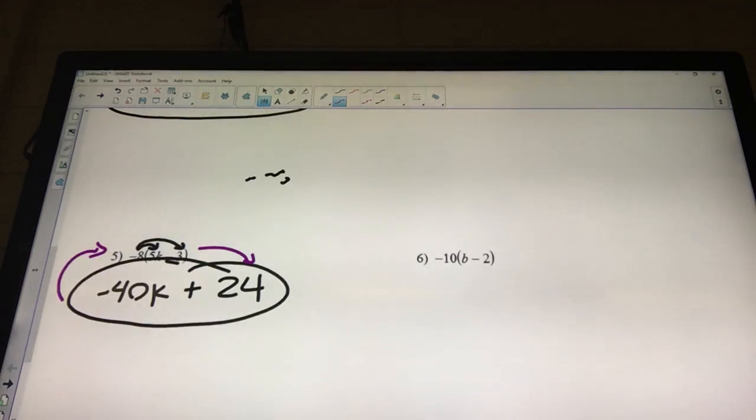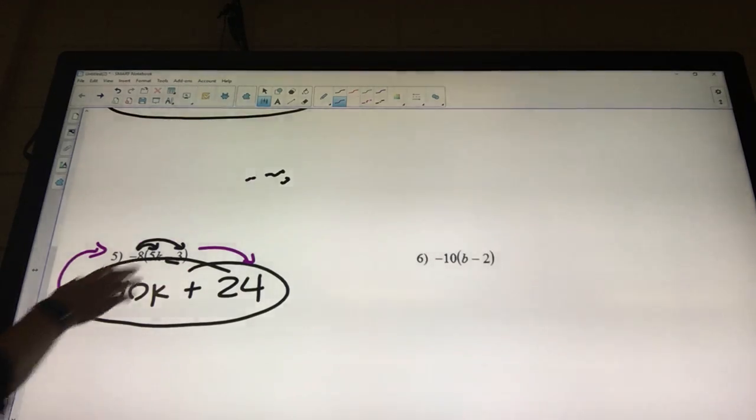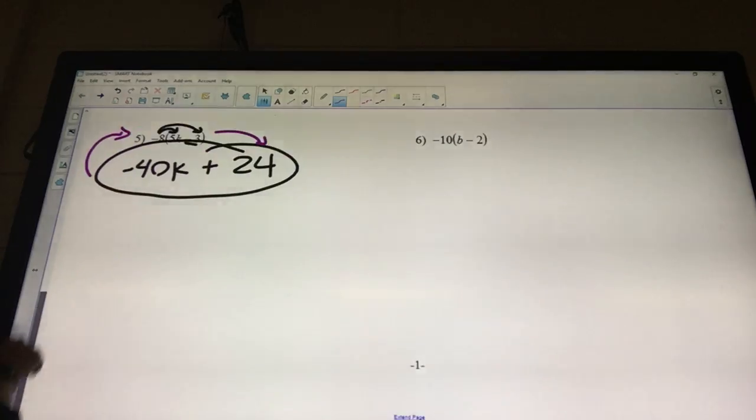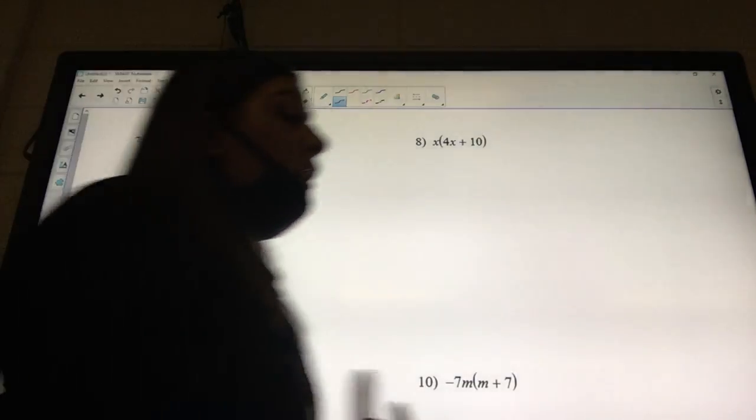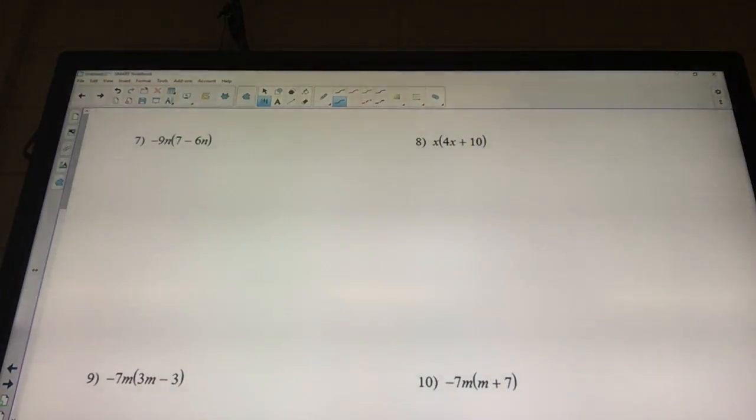Why is that a plus 3 for? What's a negative times a negative? Positive. Yeah. Okay, look at 7. Now, 7, the next page we start to distribute some variables once.